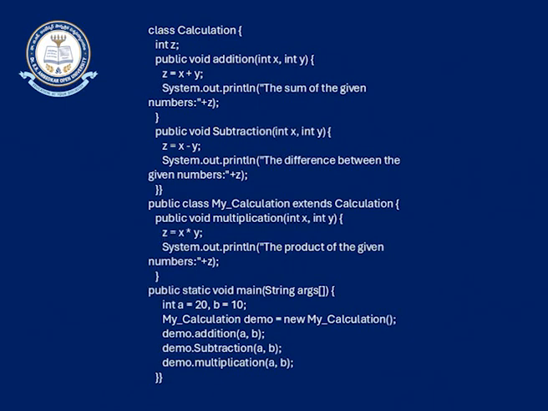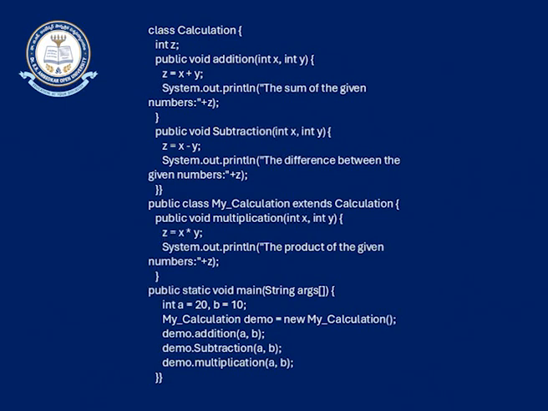Now, these two values I want to send into the previous classes which I created, but how to send that value? I want to create an object for the class. Okay. What am I doing? My_calculation demo. My_calculation is what? Is it a derived class or a base class? It is a derived class, nothing but child class.